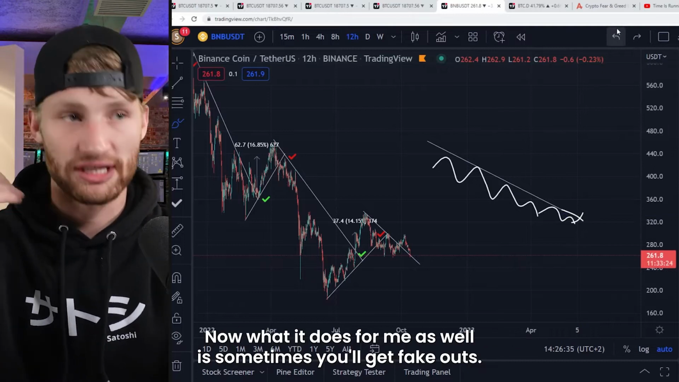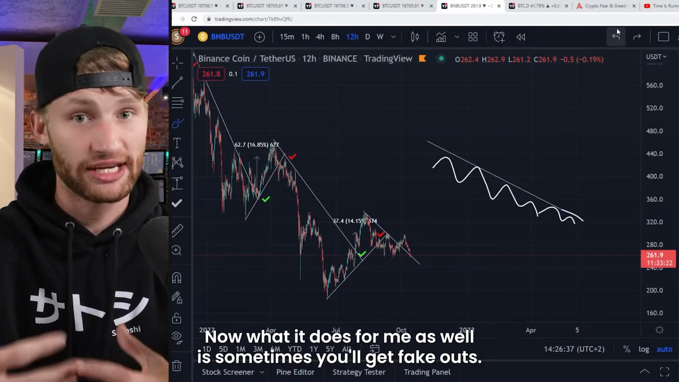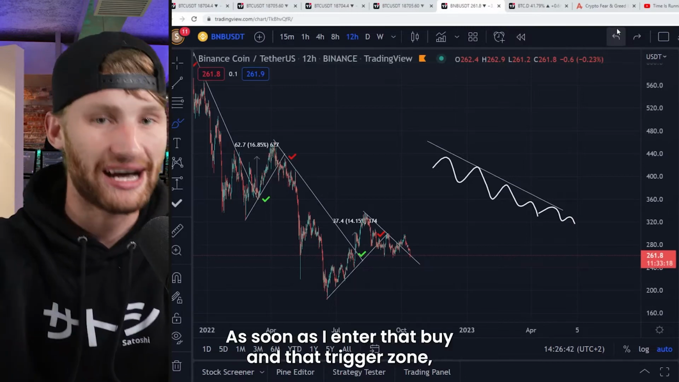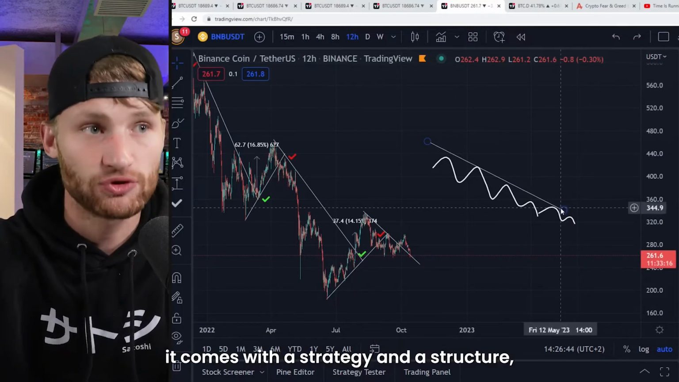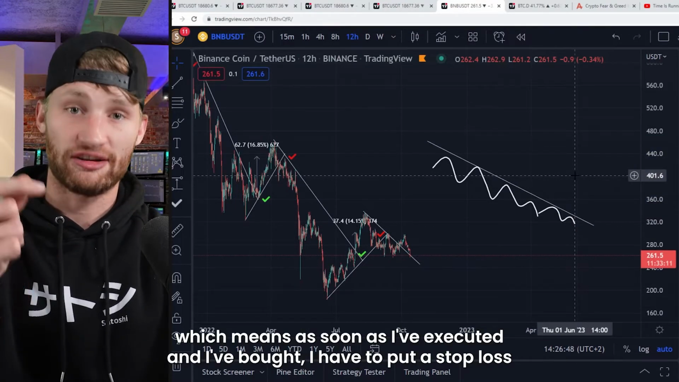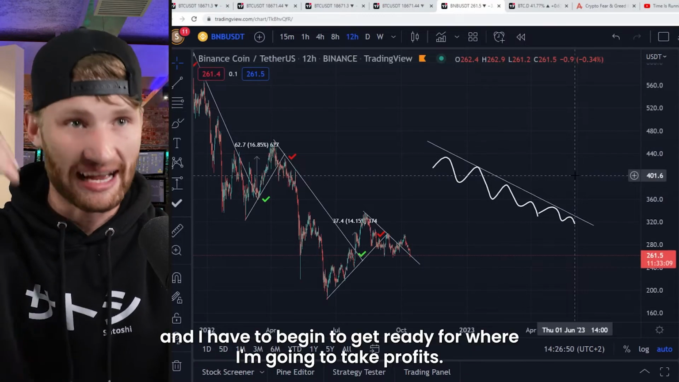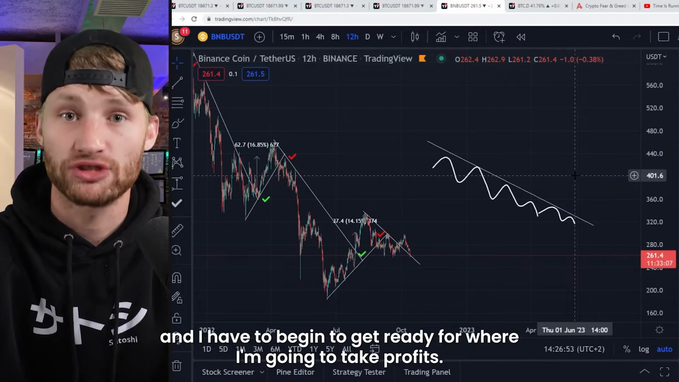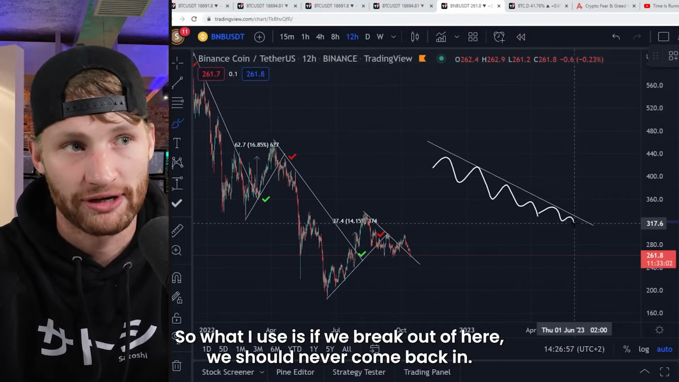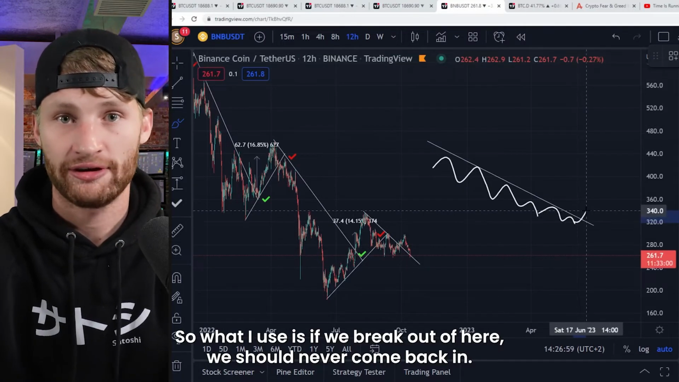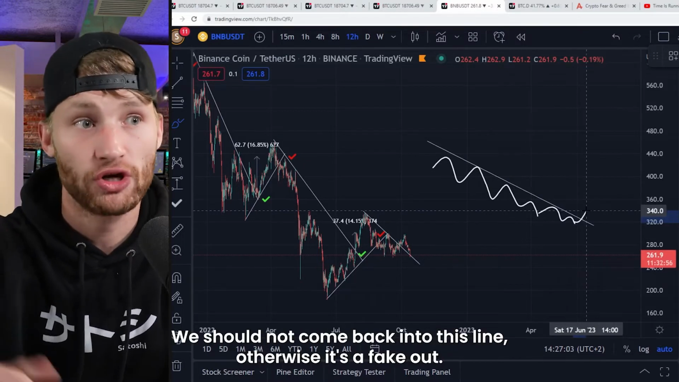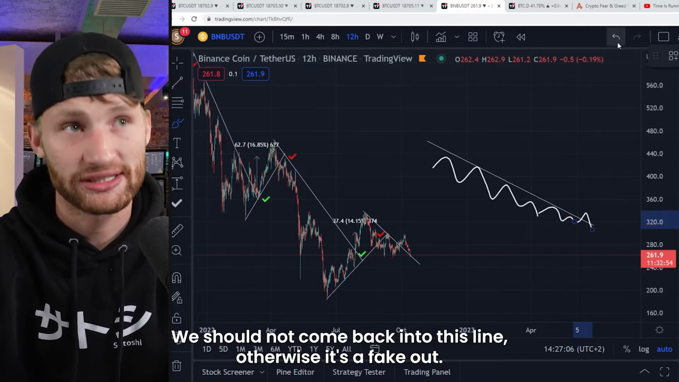Now, what it does for me as well is sometimes you'll get fake outs where it will pop out and then fall back down. As soon as I enter that buy and that trigger zone, it comes with a strategy and a structure, which means as soon as I've executed and I've bought, I have to put a stop loss and get ready for where I'm going to take profits. So if we break out of here, we should never come back in. If we've changed trend, we should start moving in a different direction. We should not come back into this line. Otherwise, it's a fake out.